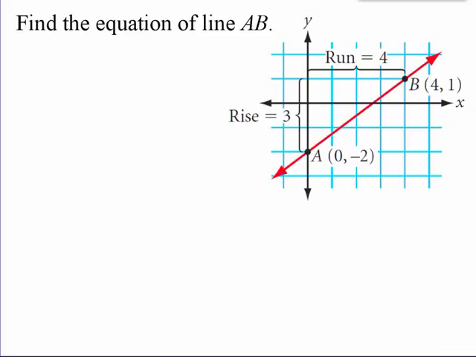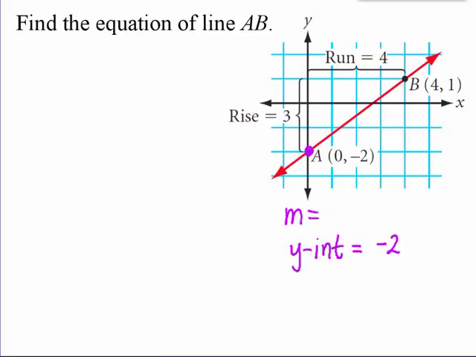If you notice the next one, it says find the equation of line AB. Now we're going to do the reverse. Instead of being given the equation and then graphing, we're given the graph and now we need to write the equation. So I need to find my slope and my y-intercept. Those are the two things. First of all, where is the y-intercept? Where does it intersect the y-axis? Negative 2. Right here is where the y-intercept is.